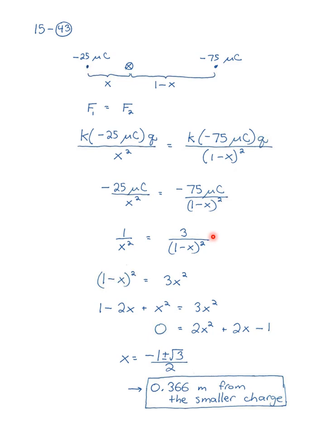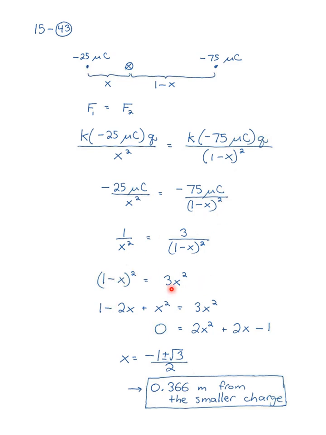So all that matters is not how many microcoulombs they are, but simply that those charges are a 3-to-1 ratio of each other. And now we're going from it being a physics problem to simply a math problem, an algebra problem. Let's solve this equation. So we can do what's called cross multiplying, if you want to call it that. 1 times 1 minus x squared equals 3 times x squared.